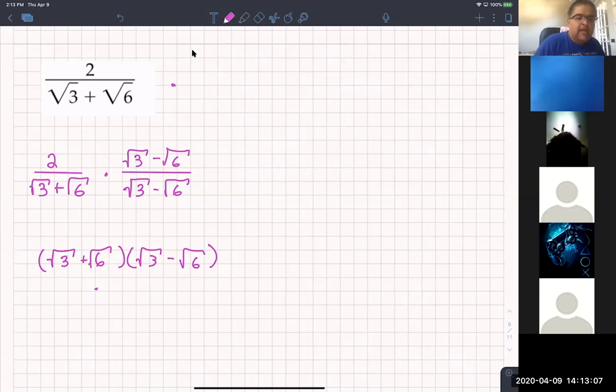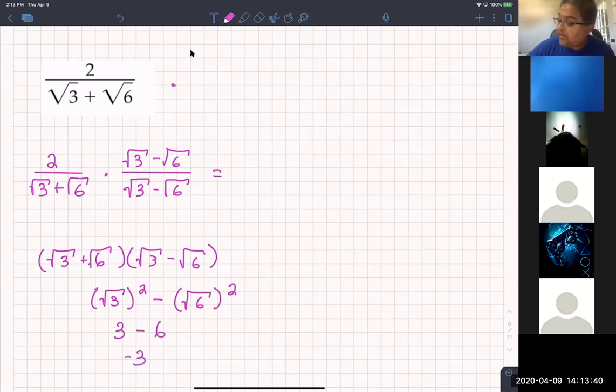So when we multiply a number by its conjugate, what is the formula? You square the first and the last terms. Yeah, the first term squared minus the last term squared, equals 3 minus 6, which is what? -3. Okay. So the denominator here is -3.